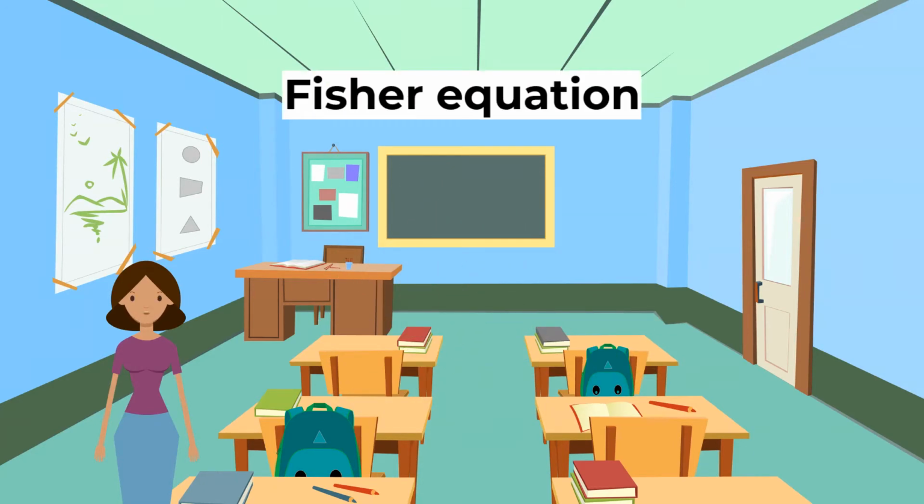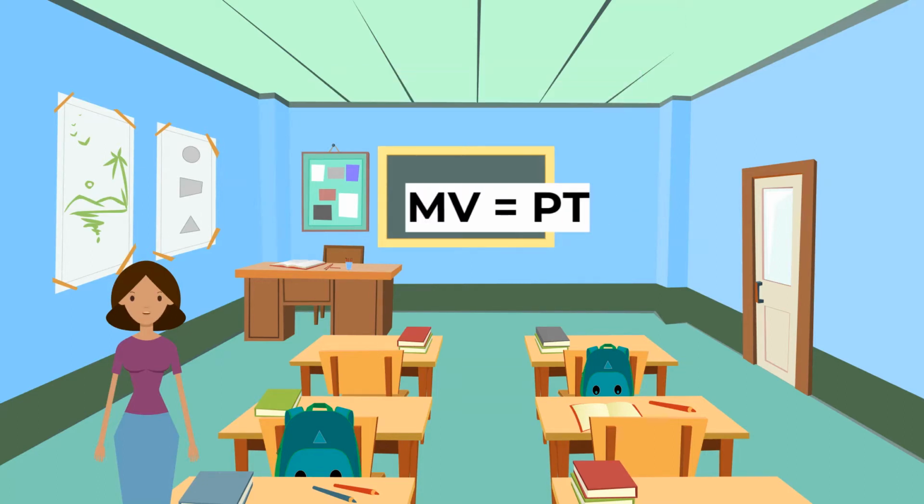This idea grew out of the Fisher equation. This is M multiplied by V is equal to P multiplied by T, where M is the money supply, V is the speed of money circulating in the economy, P is the price level, and T is the number of transactions. An increase in money supply will lead to an increase in the price level, ceteris paribus.